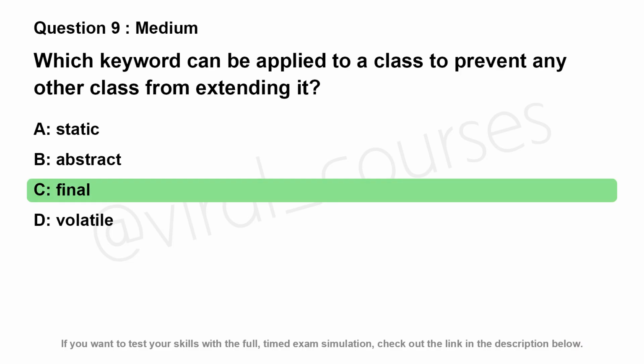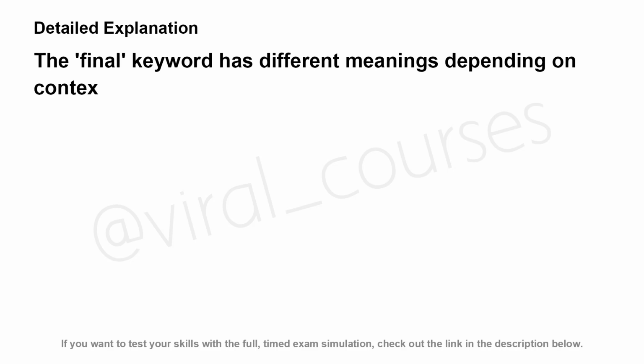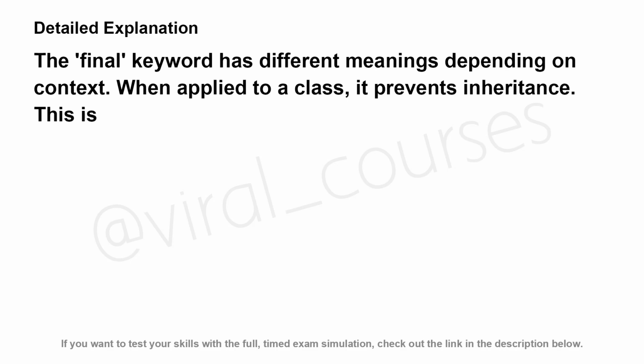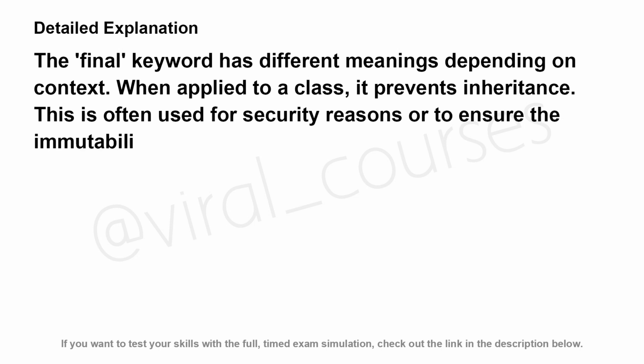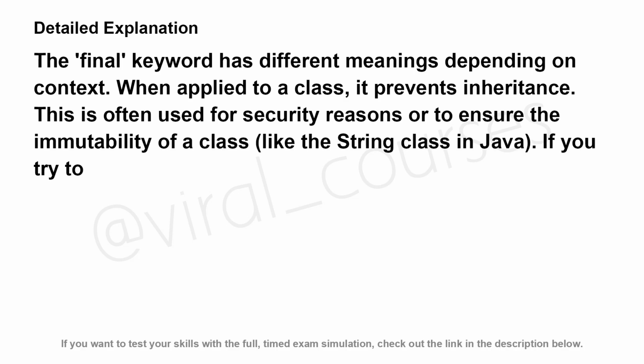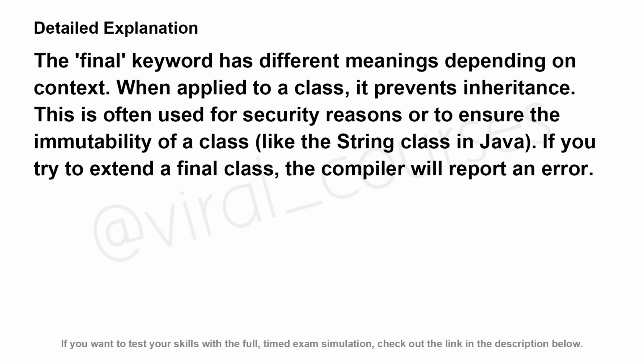The correct answer is C. The final keyword has different meanings depending on context. When applied to a class, it prevents inheritance. This is often used for security reasons or to ensure the immutability of a class. Like the String class in Java, if you try to extend a final class, the compiler will report an error.